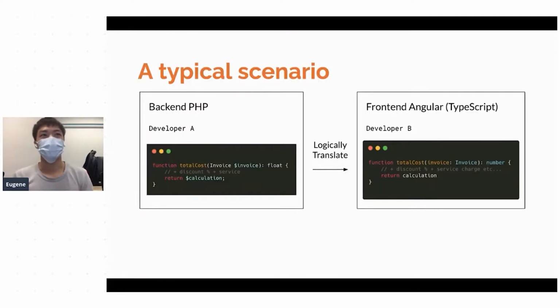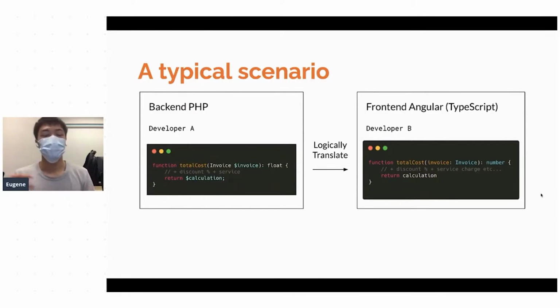I want to start with a typical scenario. For a project, usually we have two developers, one in backend and another in front end. And usually the backend has a language that's different from the front end. In this example, I'm using a PHP backend. Developer A has created a function called total cost, which takes in an invoice and outputs a float, which calculates the discount and service charge.